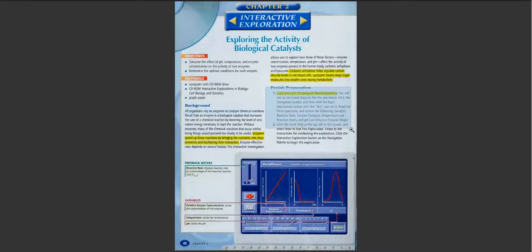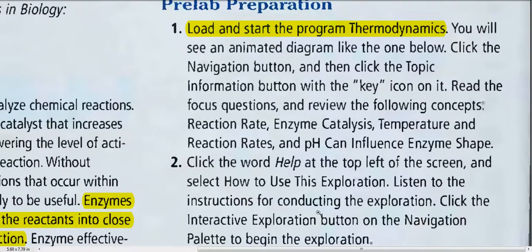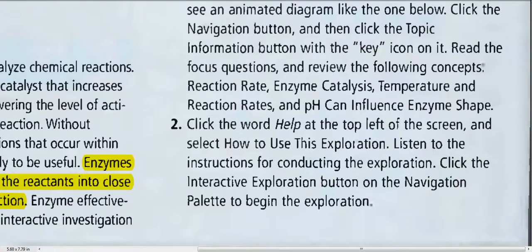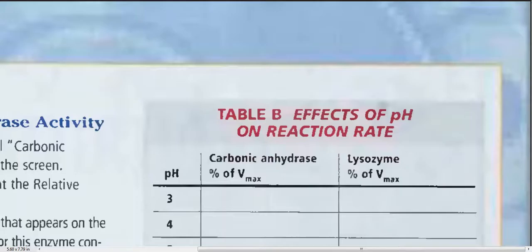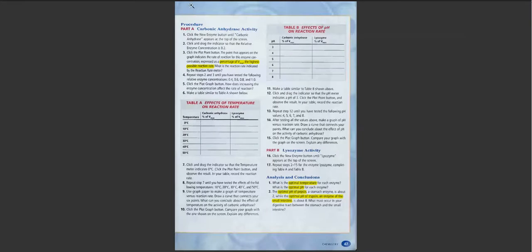2. Click the word Help at the top left of the screen, and select How to use this exploration. Listen to the instructions for conducting the exploration. Click the interactive exploration button on the navigation palette to begin the exploration. Reaction rate displays reaction rate as a percentage of the maximal reaction. Variables: Relative enzyme concentration varies the concentration of the enzyme. Temperature varies the temperature. pH varies the pH.